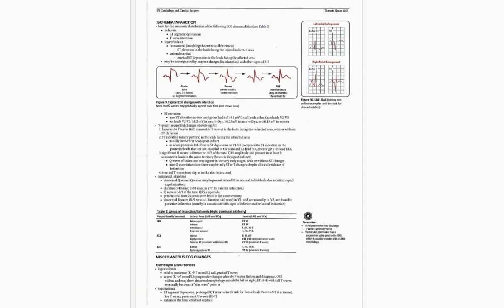Now let's discuss pathological Q waves. A Q wave is considered pathological if it is more than 40 milliseconds wide, deeper than 1/3 of the total QRS amplitude, and present in at least two contiguous leads. Remember that Q waves represent myocardial necrosis and often persist long after infarction has healed. Next is localizing the infarct. The ECG leads tell us which coronary artery is most likely involved.